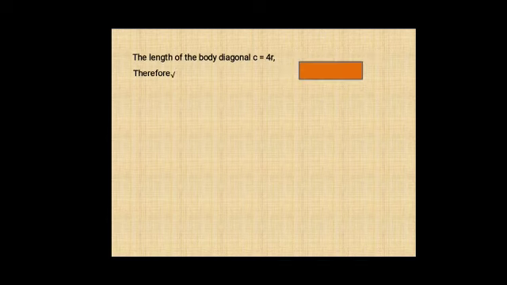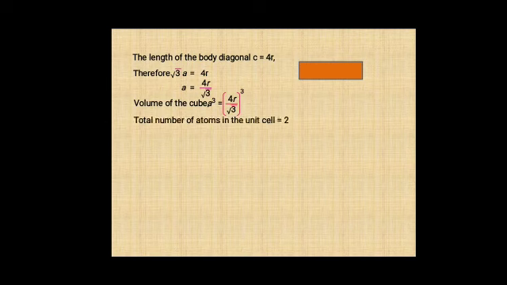The length of the body diagonal, that is C, will be equal to 4R. Therefore, root 3A equal to 4R. A is equal to 4R by root 3. And what is the volume of cube? It is the cube of an edge length, that is A cube, that is 4R by root 3 cube.